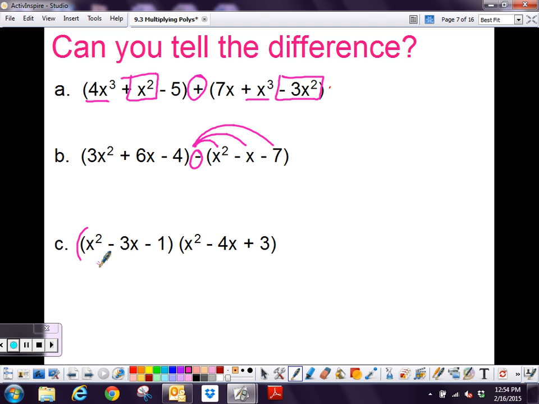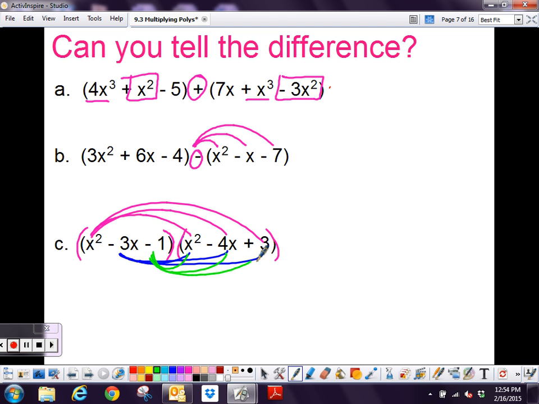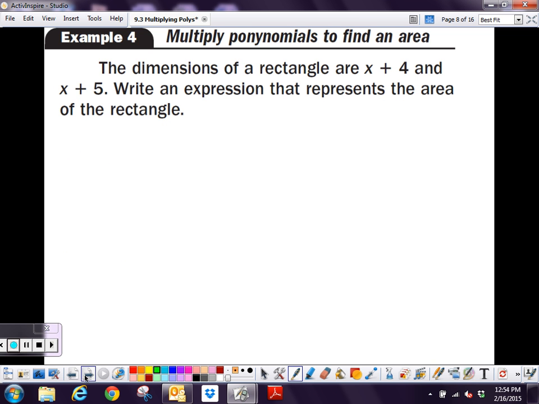On C, this is where we would have to do some serious distributing because we are multiplying. So you would have to take this x squared and distribute it everywhere. Then you would have to take this negative 3x and distribute it everywhere. And then you would have to take the negative 1 and distribute it everywhere. So we would have 9 different terms that we would have to combine. We're not going to work through that, but I just wanted y'all to see the difference.